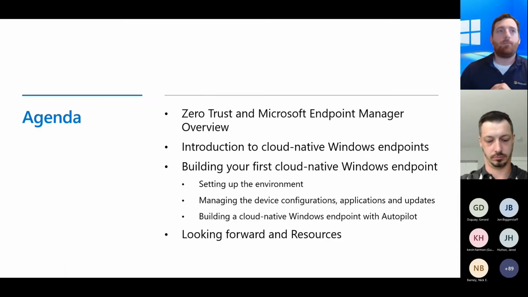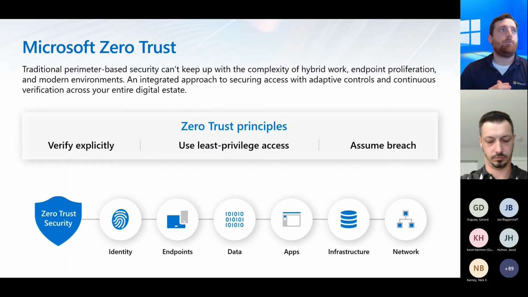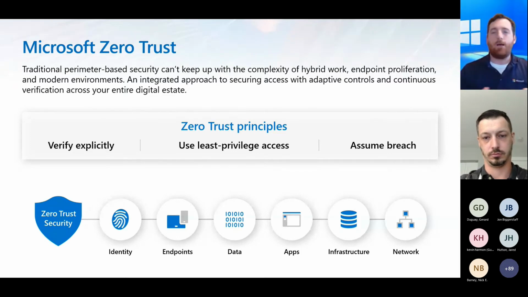So yeah, let's kick off with Zero Trust. When it comes to security, right, Zero Trust is the foundation. It's a security model that reduces risk by explicitly verifying data points such as identity, location, device health for every access request without exception. So these principles of Zero Trust are fundamentally verify explicitly, use least privilege access, and assume breach.